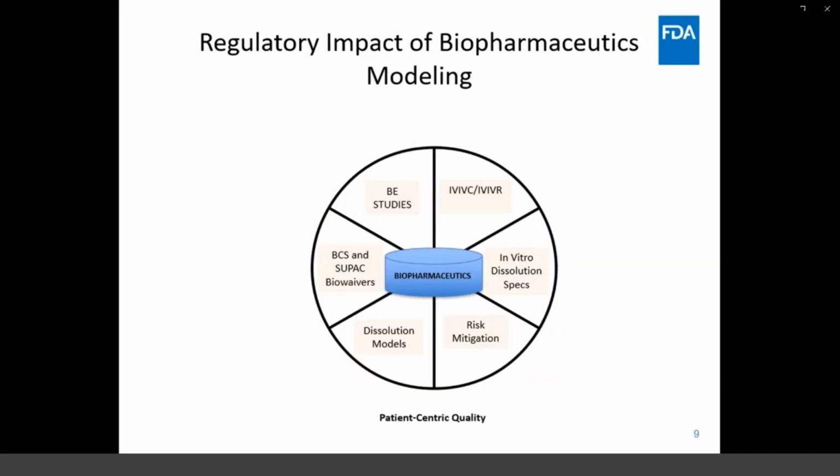It is noted the impact of biopharmaceutics modeling is very large. It can be impactful in a number of different areas. Some of those areas include in assessing when BE studies are needed, to support IVIVC and IVIVR approaches, for setting in vitro dissolution specifications, as a tool for risk mitigation, for the development of dissolution models, as well as for applications in BCS and PBPK-based biowaivers.